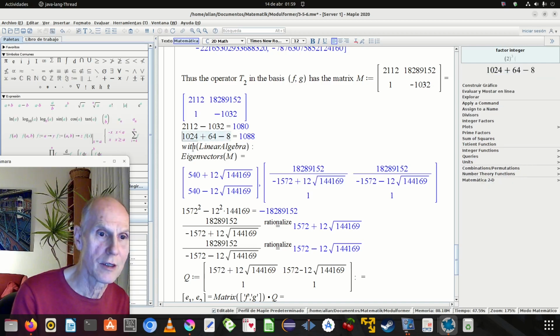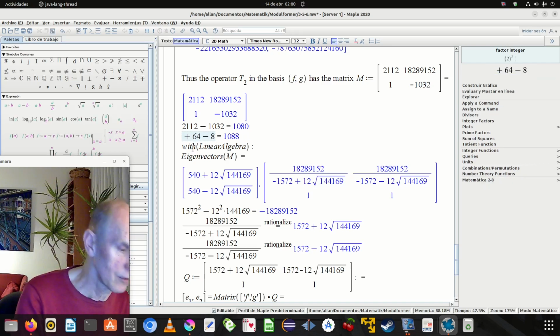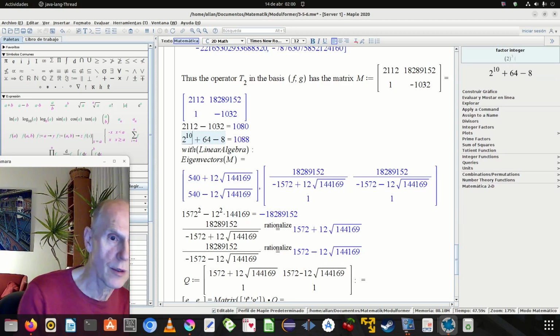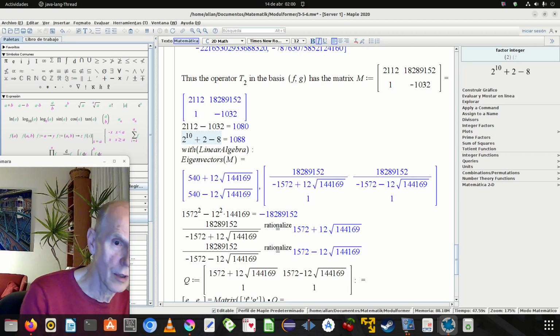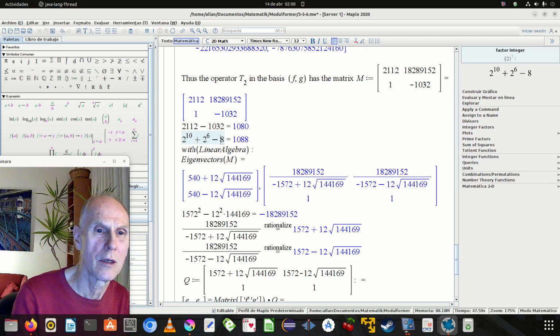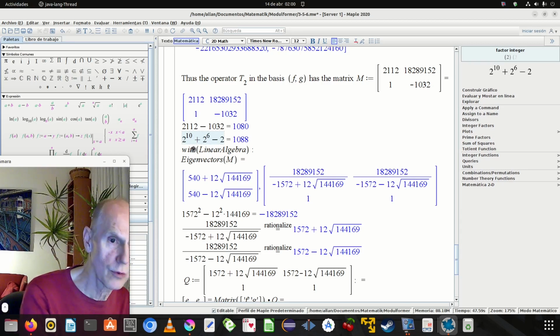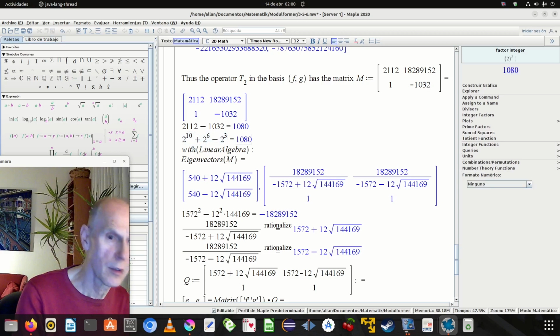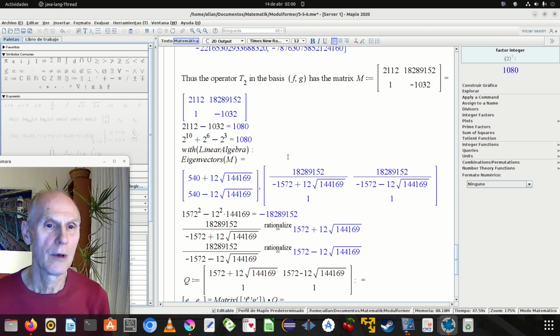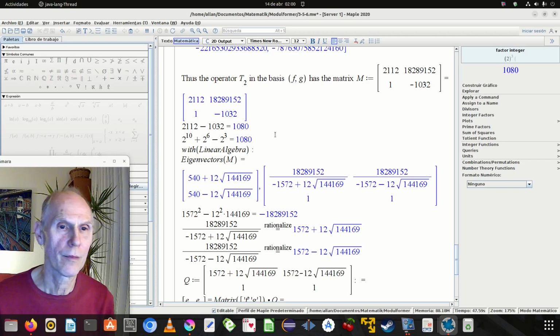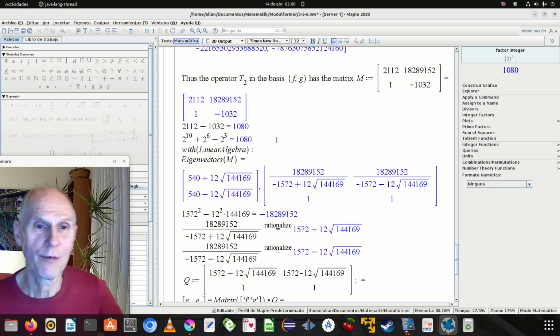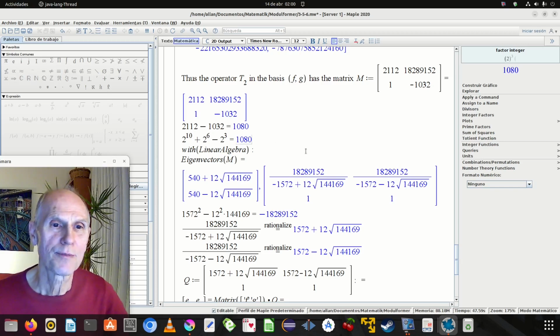That is 2 to the 10th plus 2 to the 6th minus 2 to the 3rd, the cube of 2. I have no idea if there's a system to that. That sounds very strange.